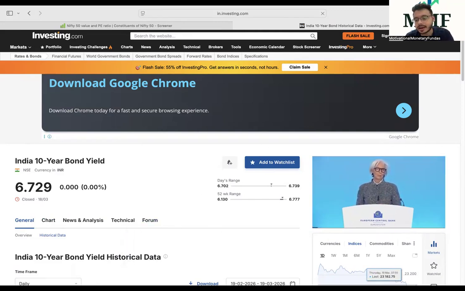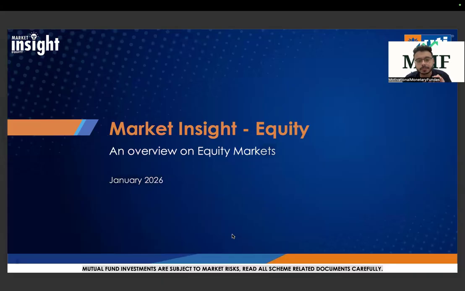Now, here I'll show you one database. ठीक है, कि based upon your understanding, my audience believes कि equity markets are overly valued because this spread between the earning yield and the bond yield is negative. Let me show you one PPT.